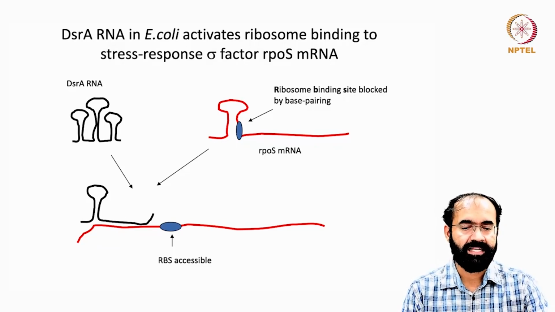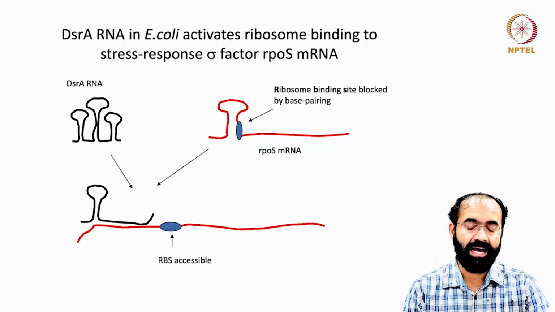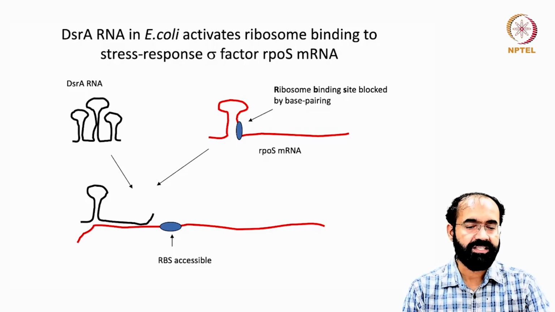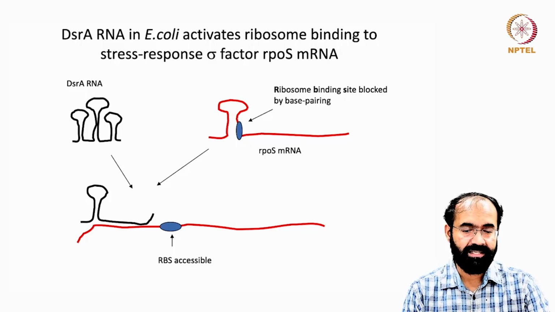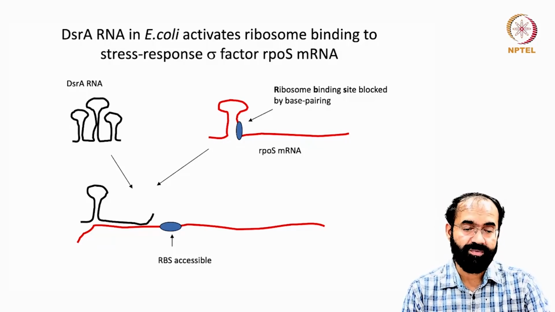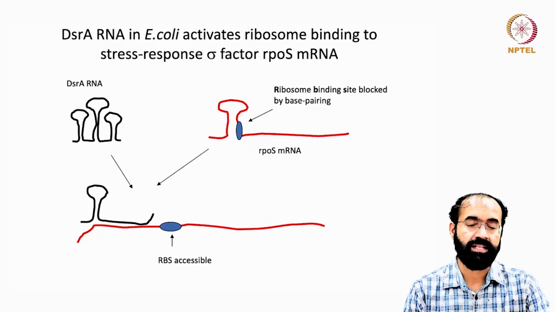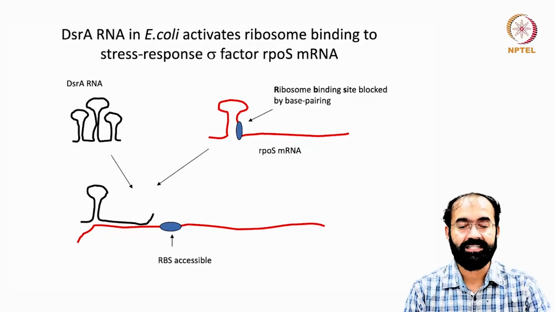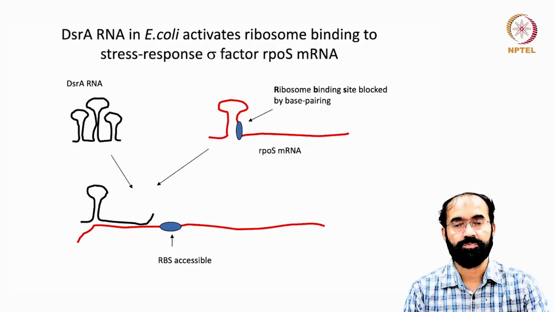So the interesting thing is this rpoS RNA has a ribosome binding site that can be blocked by base pairing. So you have two ways of controlling it. One way, if this DsrA RNA is present, then this RBS, the ribosome binding site, is accessible and the protein can be translated. However, if DsrA RNA is not there, what will happen? This ribosome binding site is masked because of this stem loop secondary structure.